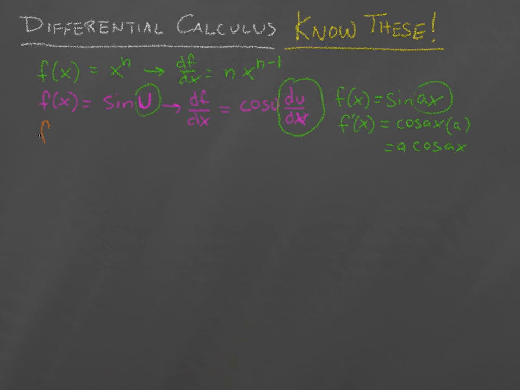Okay, if we have cosine, the derivative is just minus sine u du dx. So again, this is the same thing. If this was just cosine of x, then you don't even need that other term on there. You would just have f of x equals cosine of x. So the derivative is just minus sine of x. But that's just a special case, because this could be any function of x.